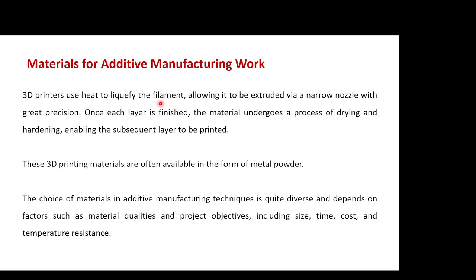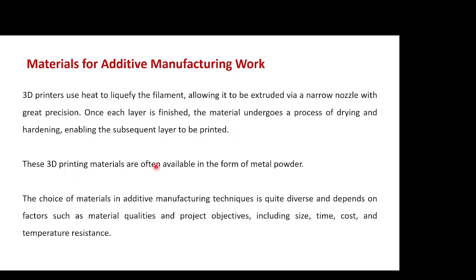For example, if you have to make something from plastic, it will put molten plastic above the other in the form of layers, so that particular object is created, allowing it to be extruded in a narrow nozzle with great precision. Once each layer is finished, the material undergoes a process of drying. So when you create a layer, you dry it so that it gets hardened, enabling the subsequent layer to be printed. Once the first layer gets over, it is hardened, then you print the next layer over it.